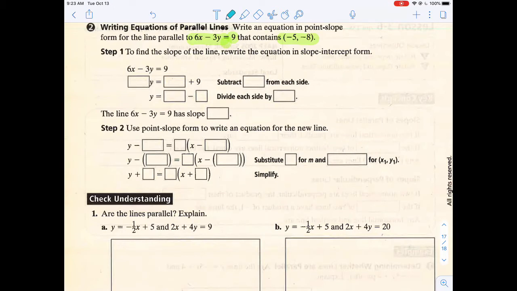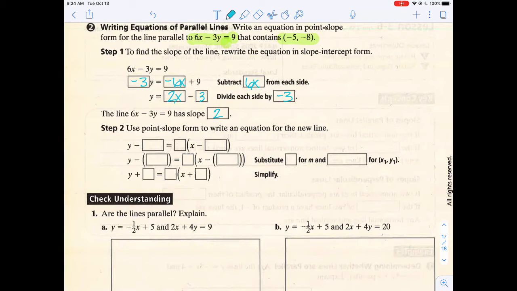So first I'm going to subtract 6x from each side. So then I have -3y equals -6x plus 9. And then I'm going to divide each side by -3. So -6 divided by -3 is positive 2x. Positive 9 divided by -3 is minus 3. And so then the slope in this case would be 2, because that's the number next to x.